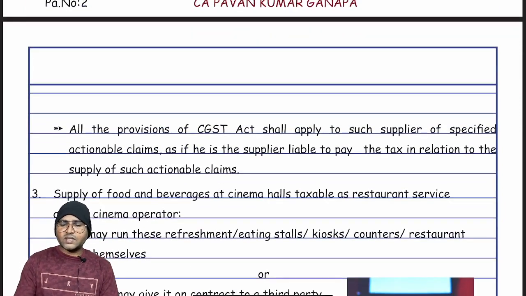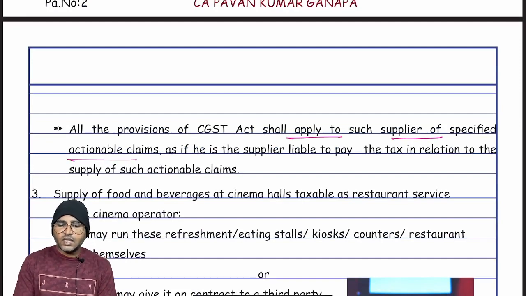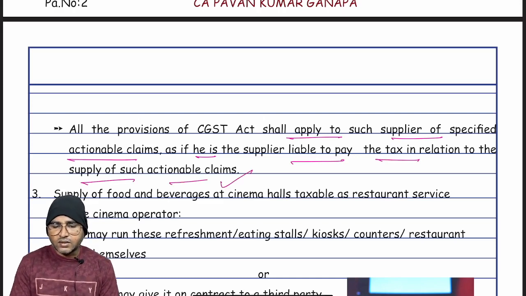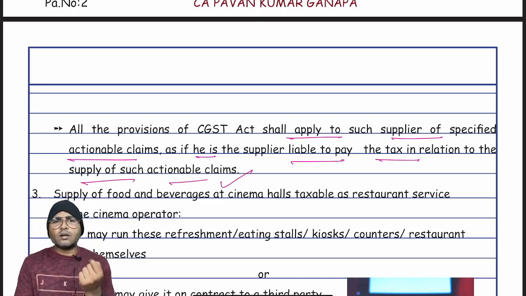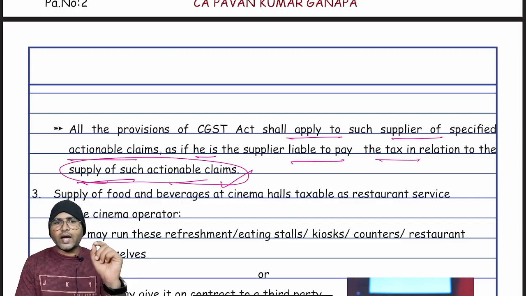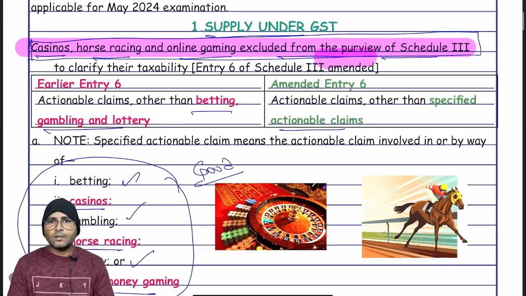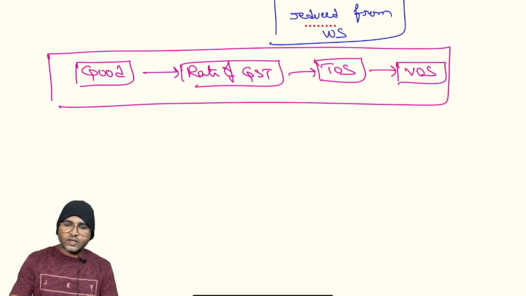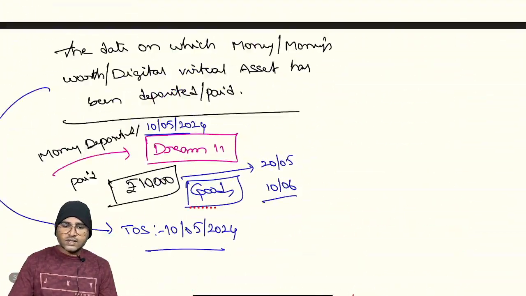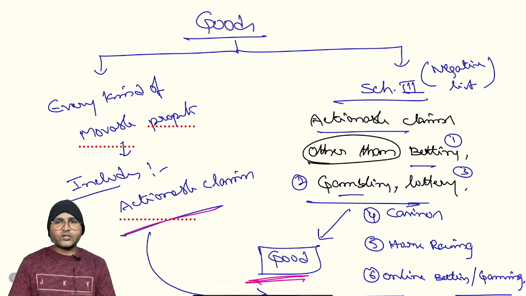All the provisions of the CGST Act shall apply to such supplier of specified actionable claims as if he is the supplier liable to pay the tax in relation to the supply of such actionable claims. The provisions applicable to a normal registered person will be applicable to the person supplying such actionable claims. Are you clear? Please pause the video and go through it once, and if possible, please note down this content. First one, this is screenshot number 1.